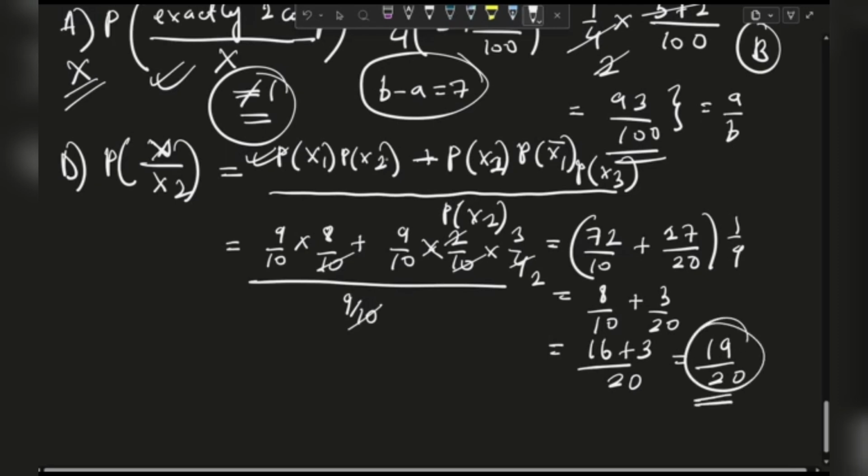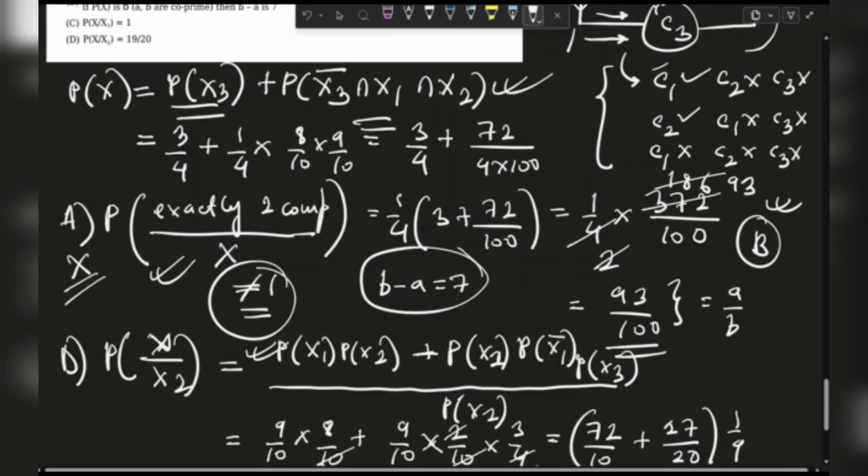Which was, I guess I will check the option D once. So yeah, option D is correct. It's given to be 19 by 20.